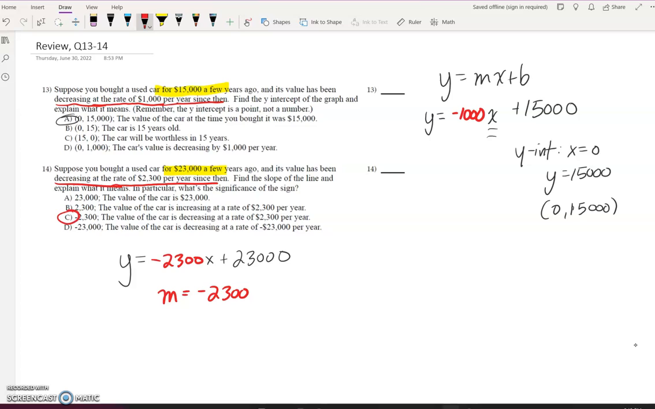So that is C. Right? The sign means that it's decreasing. If the slope was not negative, it would mean that it was increasing. So the fact the slope is negative is what tells us that we have a decreasing problem.